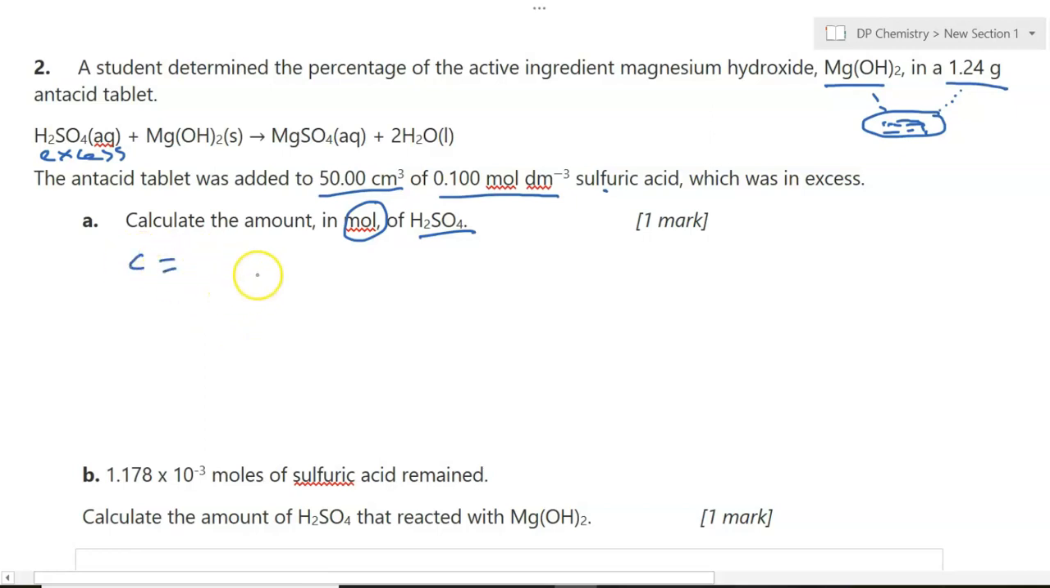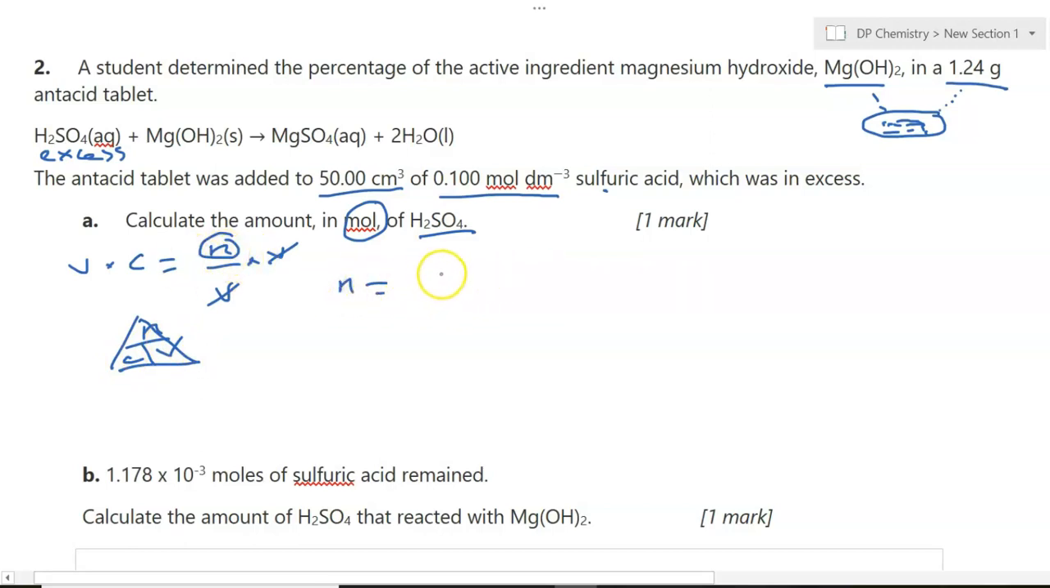The formula for concentration is concentration equals number of mole divided by volume. We're trying to find the number of mole. If you're not very good with algebra and can't figure out that you need to multiply by volume on both sides to get rid of the volume, you could draw out the triangle. So to find the number of mole, it's concentration multiplied by volume.